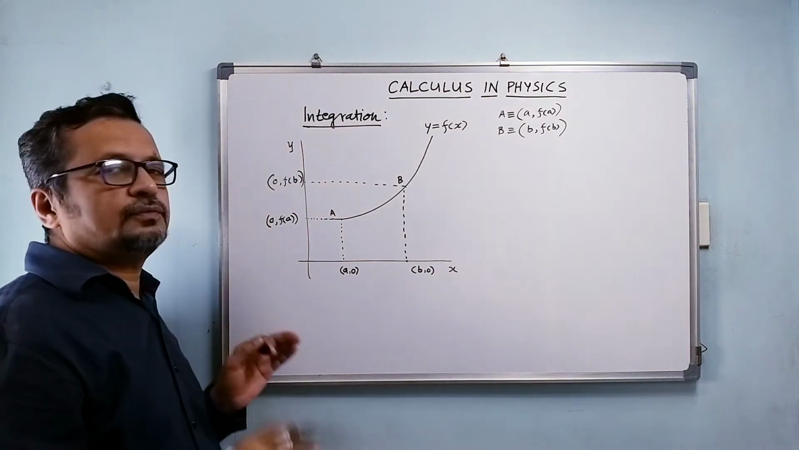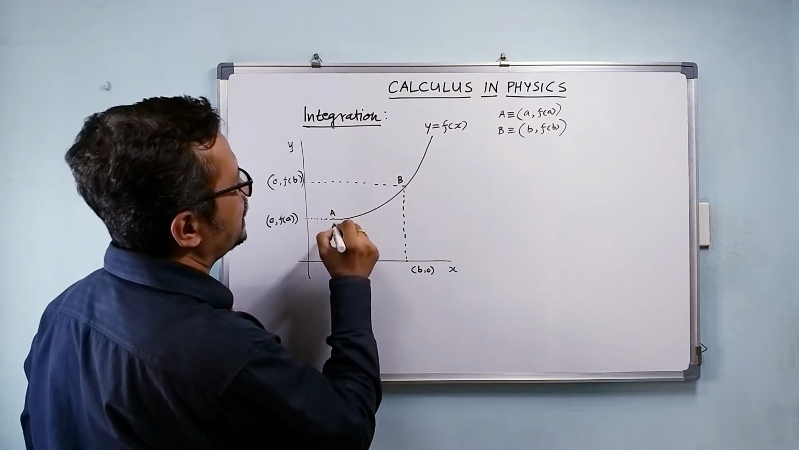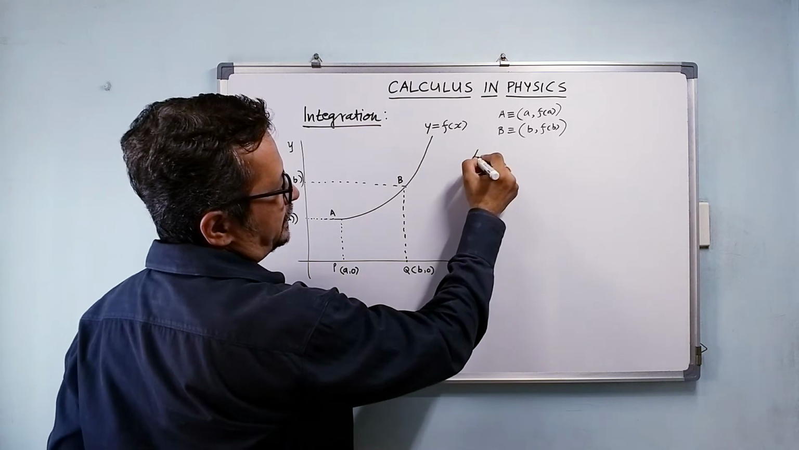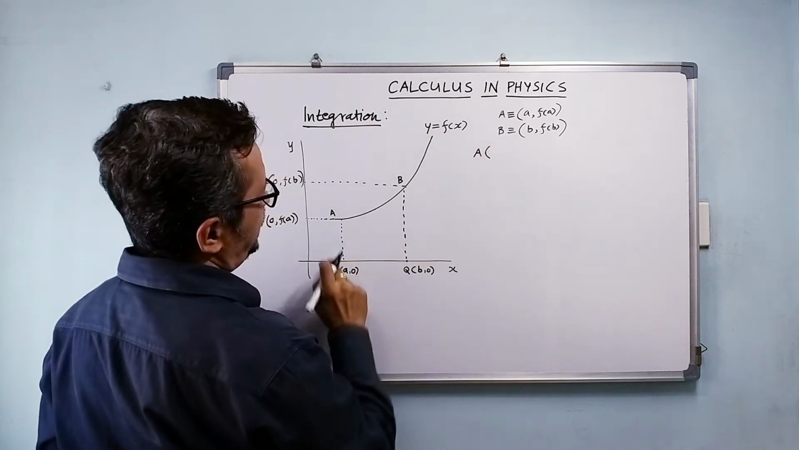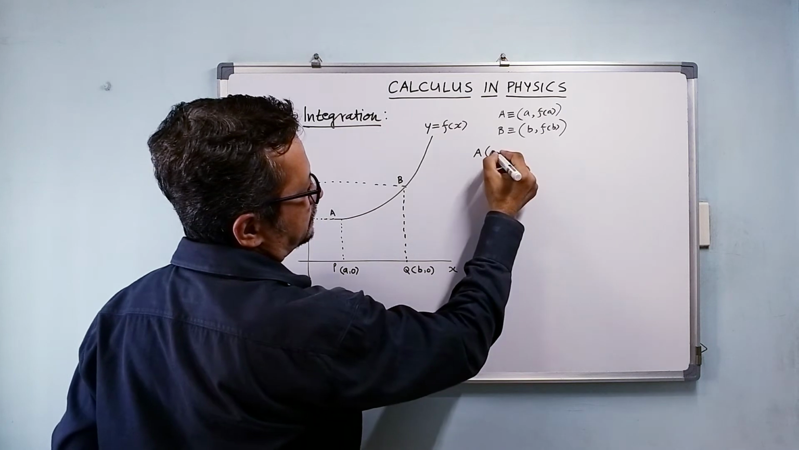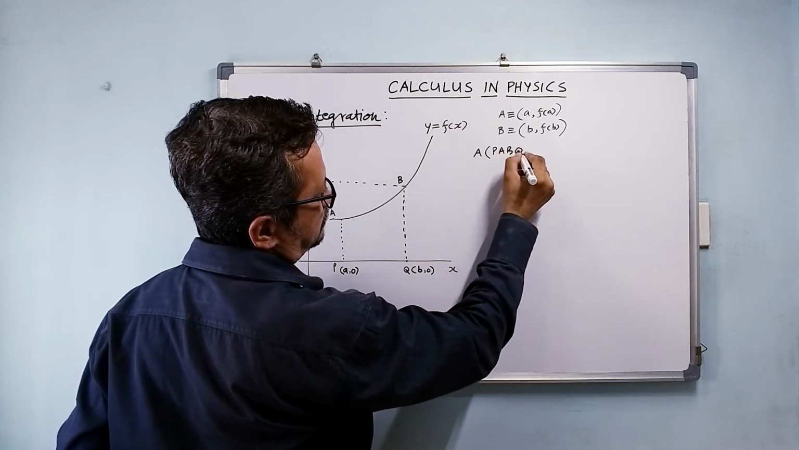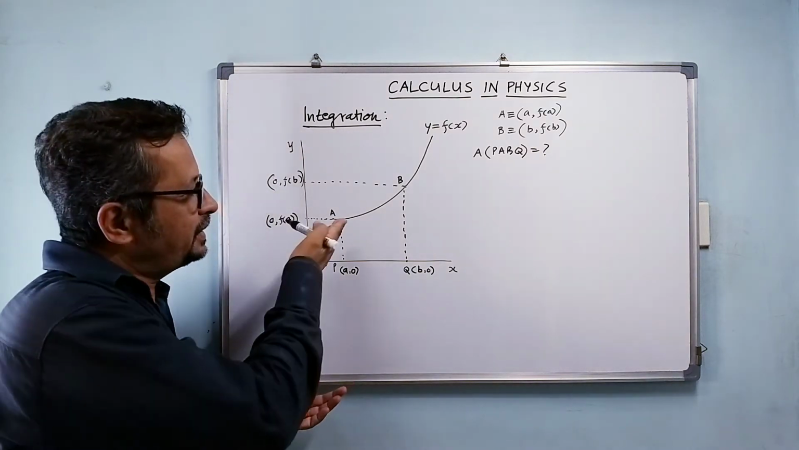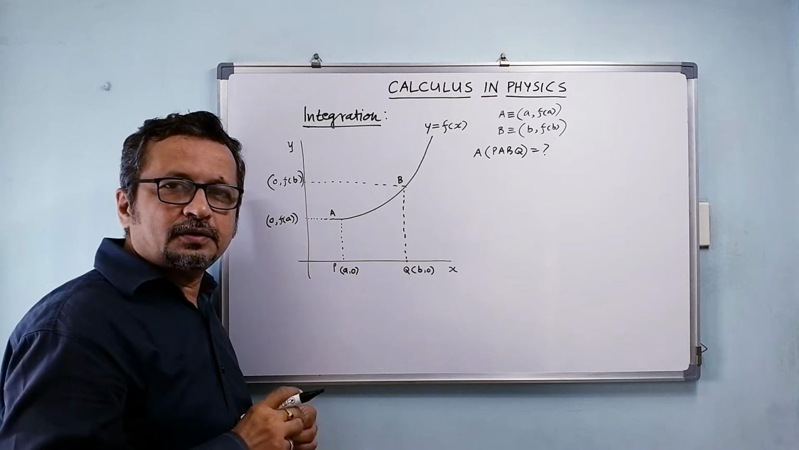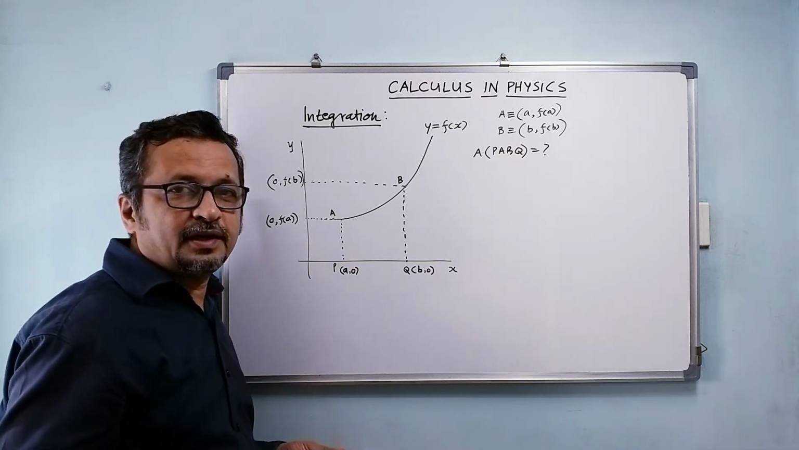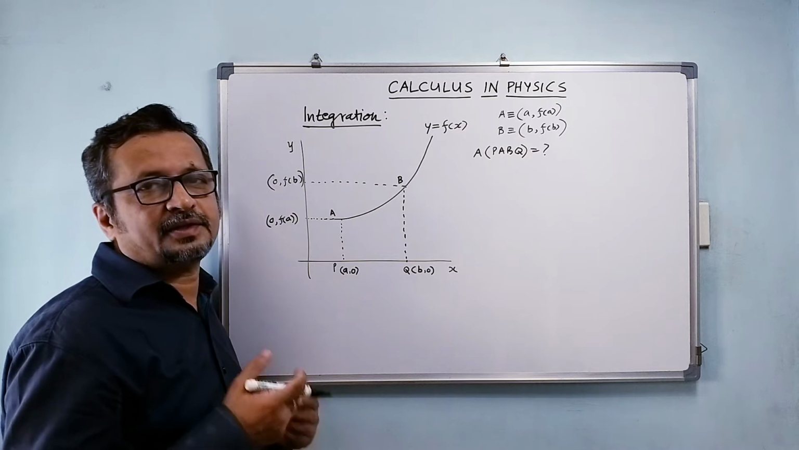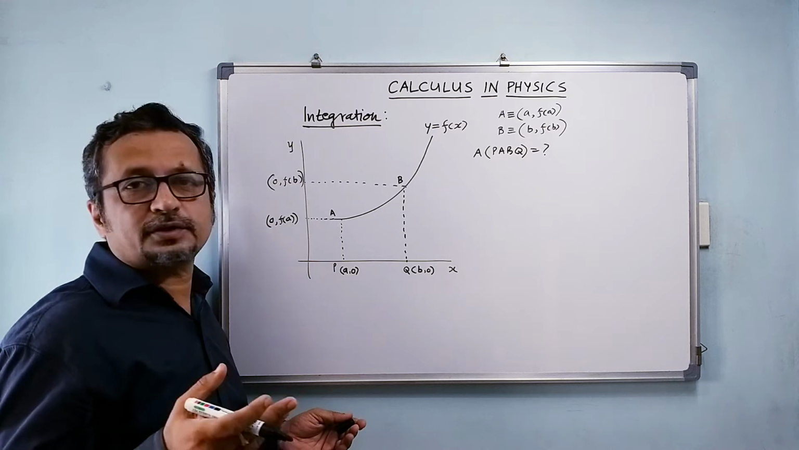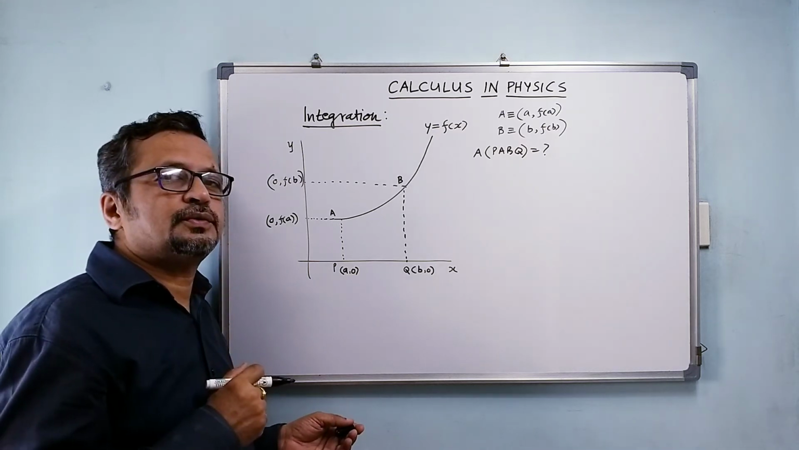Correct? And what I want to do is I want to find this area, PABQ. Now I don't know what is the area, right? Is it a normal or some regular shape like a square or a rectangle or a triangle or a trapezium or a rhombus or a parallelogram, anything? I can't say. It's not. Correct?